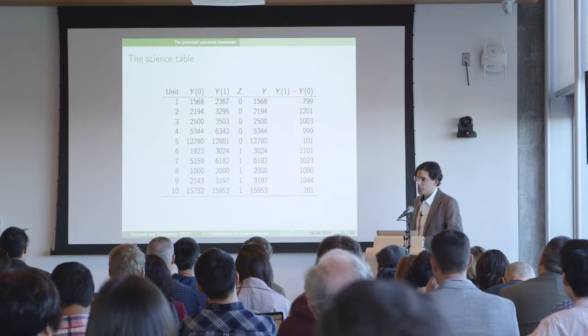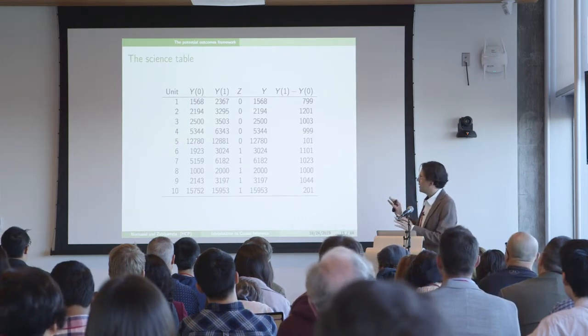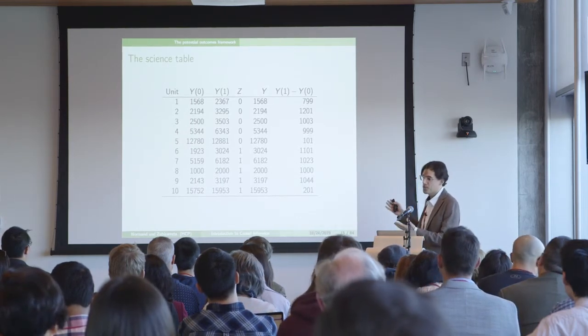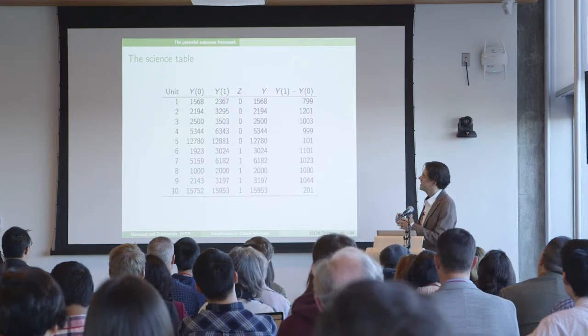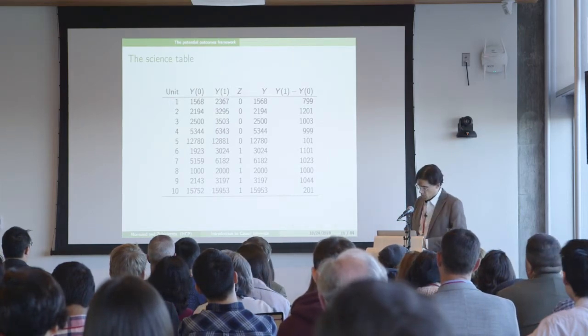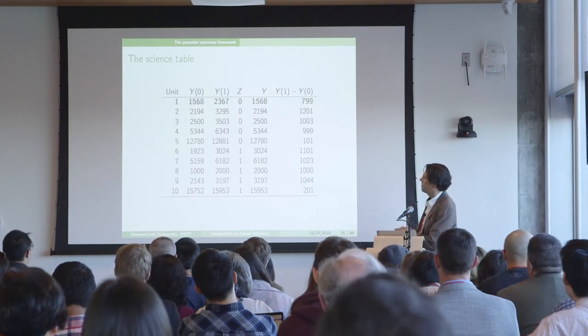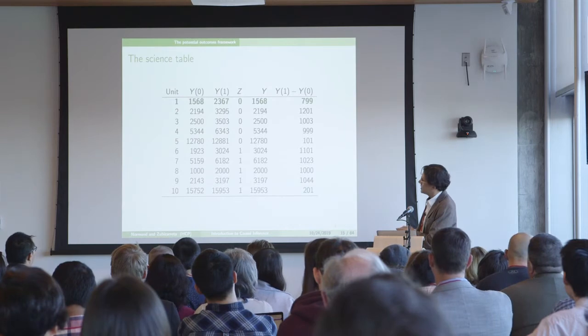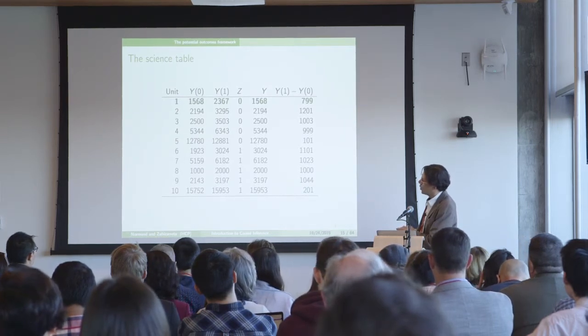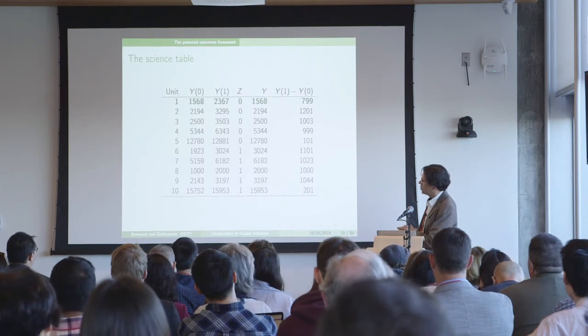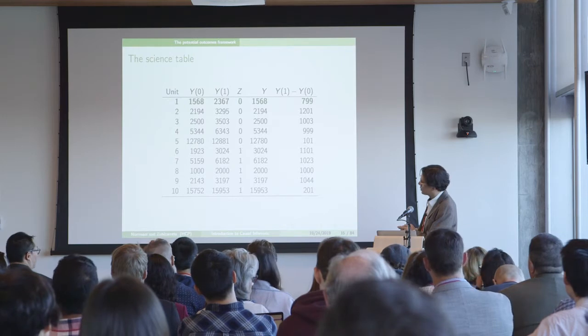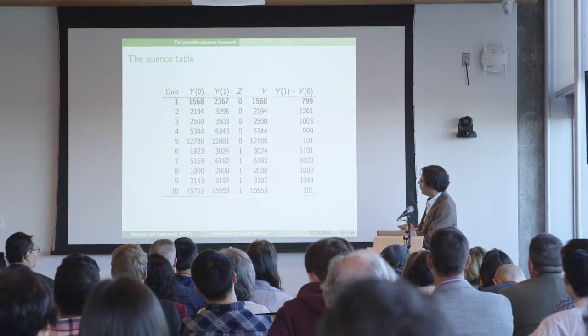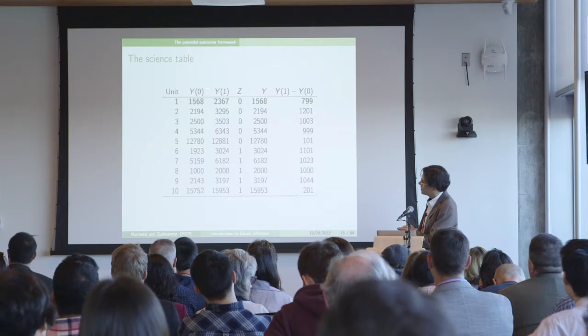In an ideal world, we would see something that looks like this. We would be this omniscient researcher. We would get to see this science table, as Don Rubin called it, where for each unit, here I'm highlighting the first unit in the sample of 10 units that we have. This is the income that person 1 would show under control. This is the one that they would show under treatment. This person actually underwent control. And under control, the outcome that we get to see is the potential outcome under control.